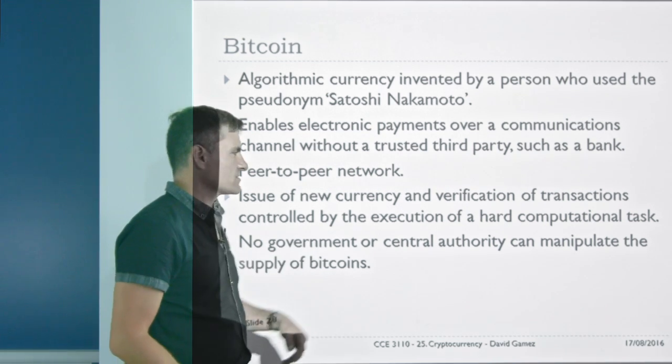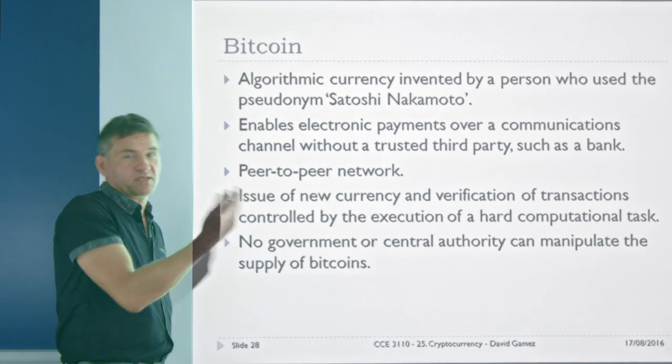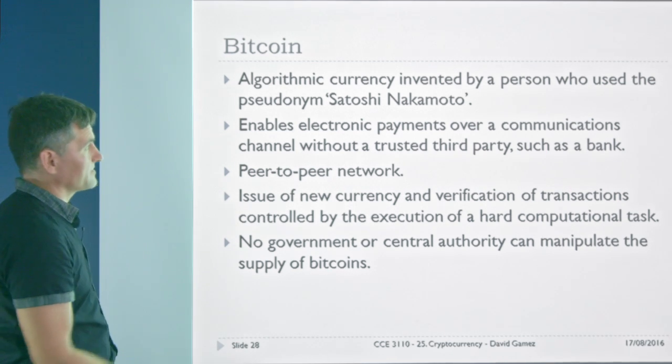And so no government or central authority can manipulate the supply of bitcoins. As I'll explain later, they could do that, but they'd have to have more than 50% of the computational resources of the network, which is quite a lot of computational resources now.